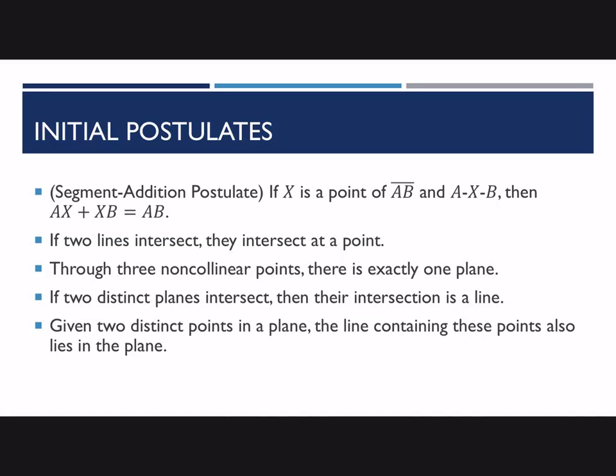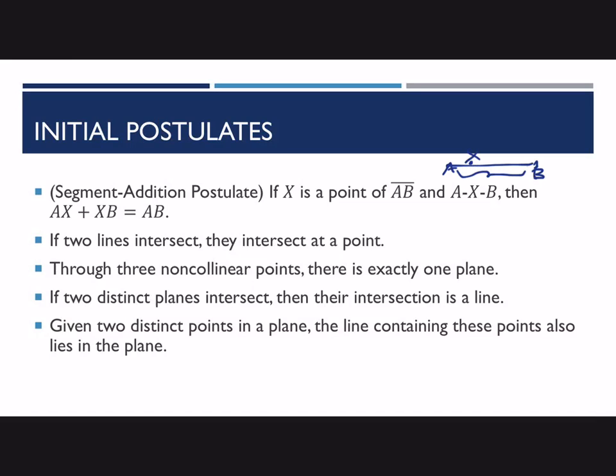Okay, some other postulates. The segment addition postulate. If X is a point on line segment AB, and then recall that this means that X is between A and B, or in other words, visually on a line segment. Okay, if I call this A and B, then X is somewhere on here, could be anywhere. So if X is a point on the line segment and it's between A and B, then the length AX plus the length XB is equal to the length AB. Okay, so you can add two small portions of a line segment, and that equals the whole.